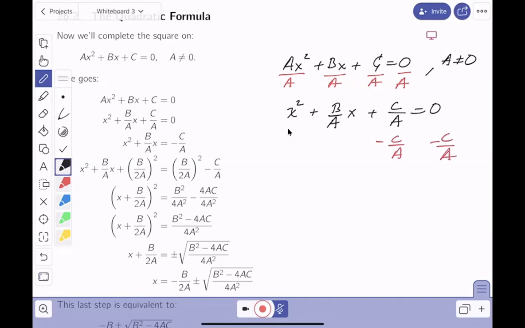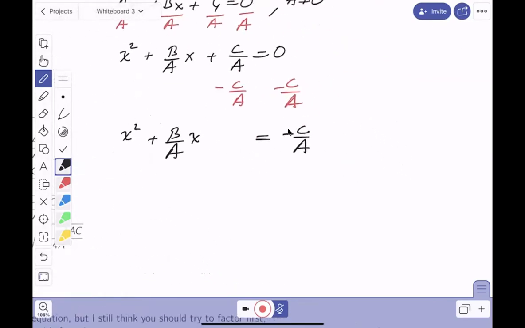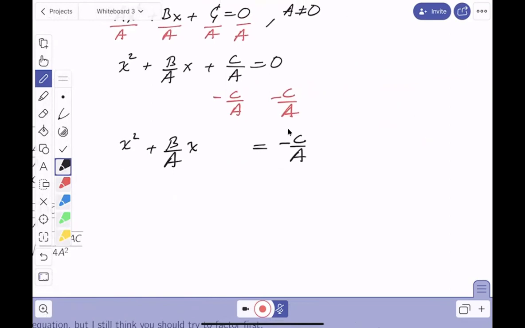And let me write that down for you now. What do you get? X squared plus B over A x equals minus C over A. Now that's done. So what are you going to do now? Complete the square. How do you do that? You have to take half of this guy here and square it. And I'm going to write that down now.